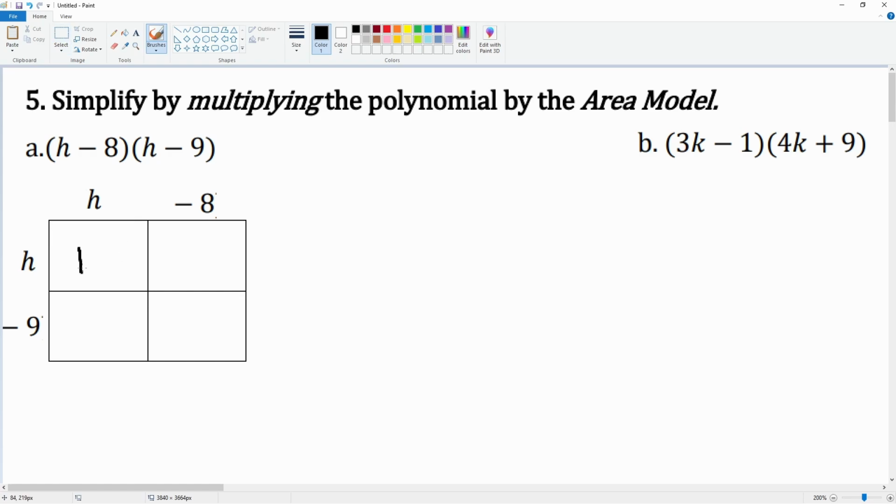H times h is h squared. H times negative 8 is negative 8h. Negative 9 times h is negative 9h. Negative 9 times 8 is a positive 72.